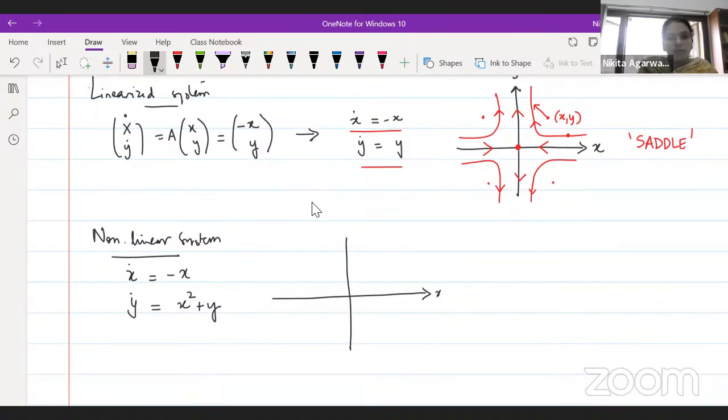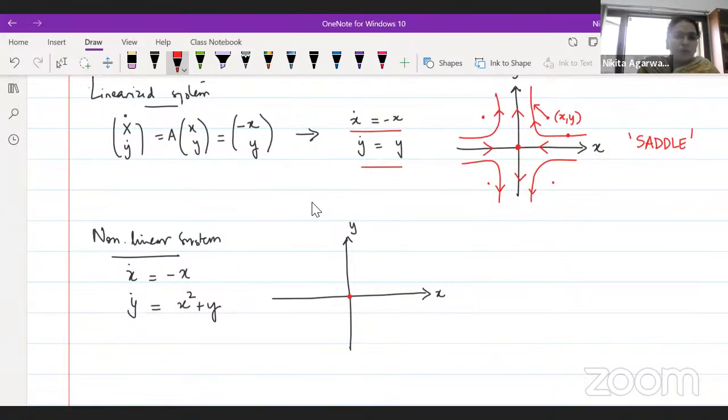This is the x coordinate, x axis, this is the y axis. And let us focus just around the origin, okay? Now, when is x dot 0? When x is 0, which means on the y-axis, right? Which means that if your initial condition is on the y-axis, which is x equal to 0, then the x coordinate does not move at all, right?